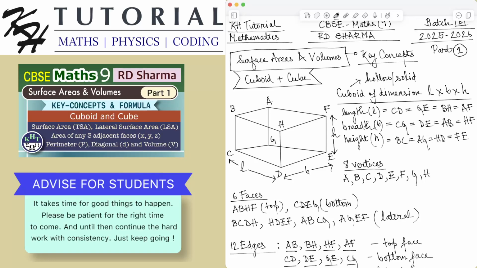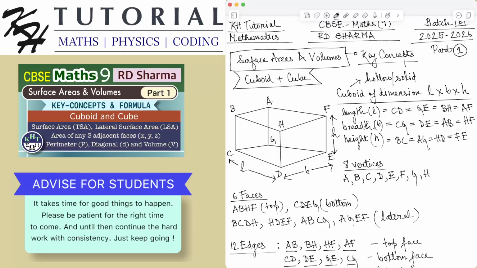Okay, so first is cuboid. So these are all solids: cuboid, cube, right circular cone and right circular cylinders. We will discuss how to find the surface area, perimeter and volume of all these solids. So what is a cuboid? A cuboid is a solid, as you can see, which is made up of six rectangular faces.